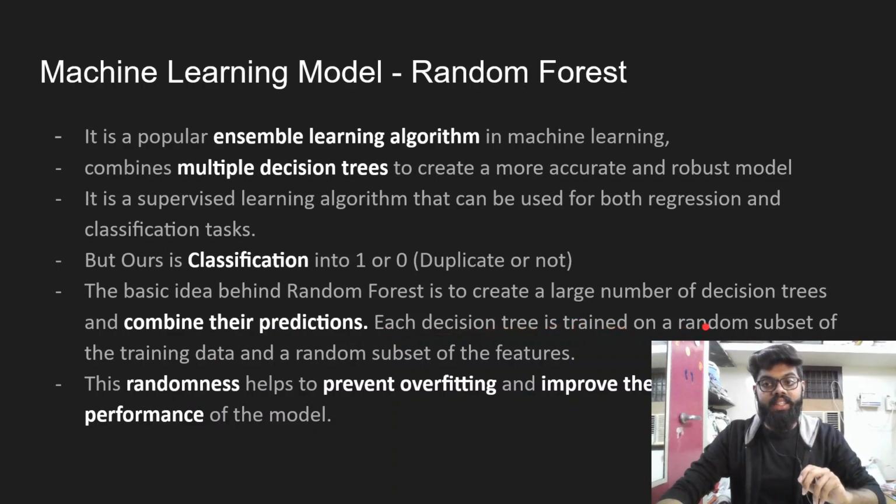Because the biggest con of a decision tree is overfitting. It overfits with the training data. In order to avoid that, we go for this elevated version, which is the random forest, which uses an ensemble technique. This is an ensemble learning algorithm basically.